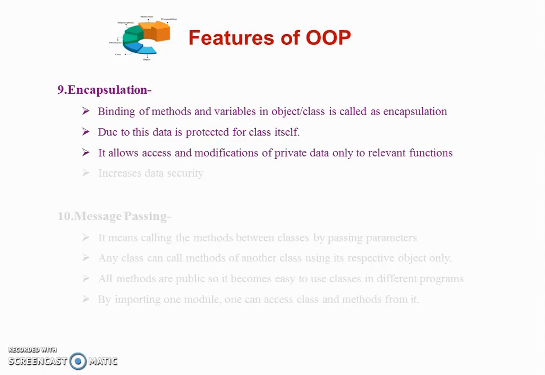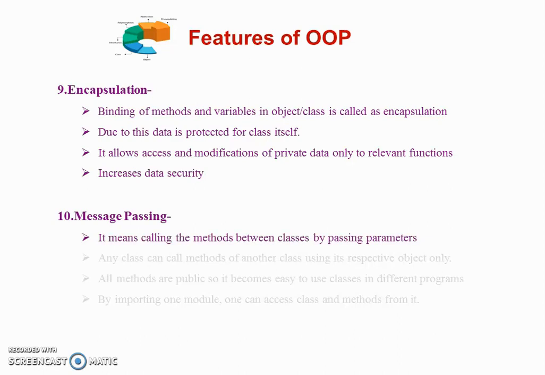Users are allowed to execute only a restricted set of operations on the data members of the class. Therefore, encapsulation organizes the data and methods into a structure that prevents the data from being accessed by any function that is not specified in the class. It allows the access and modification of private data only to the relevant functions. It increases the data security.